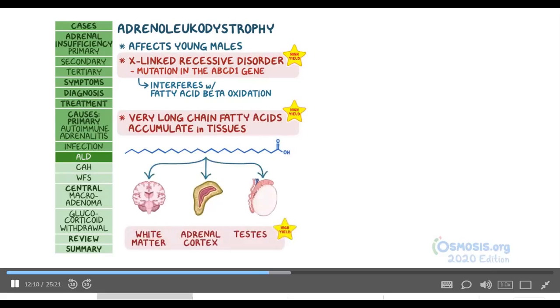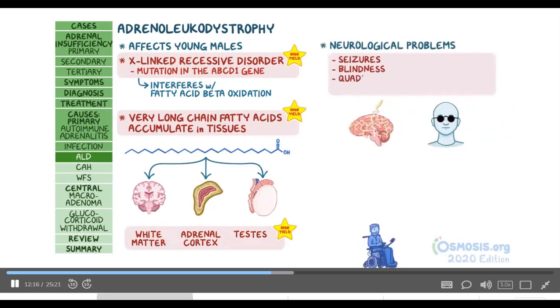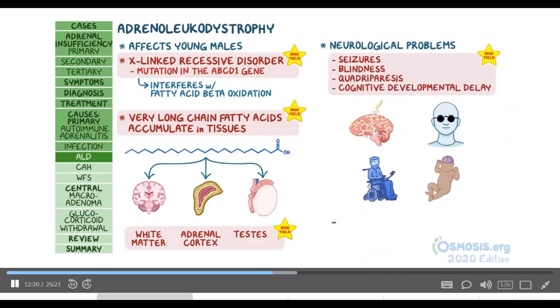So, besides adrenal insufficiency, they will also have neurological problems, like seizures, blindness, quadriparesis, and cognitive developmental delay. In severe cases, it can result in dementia, coma, and even death.